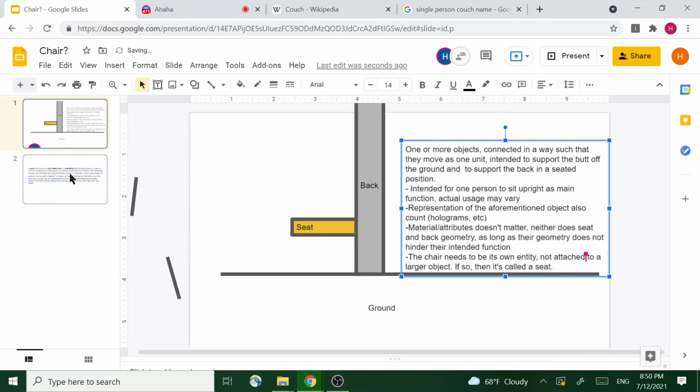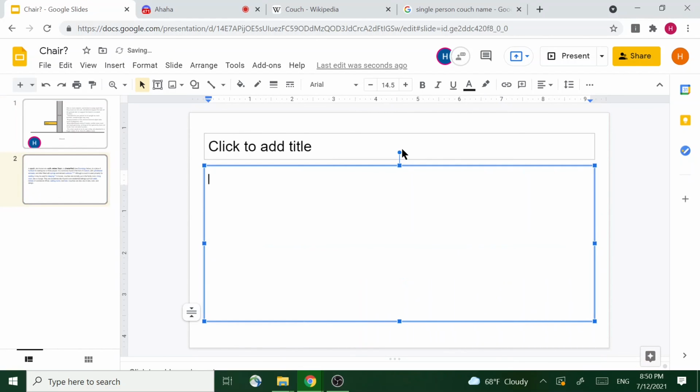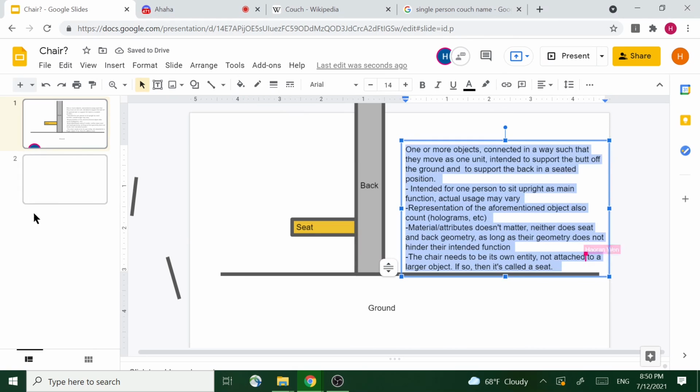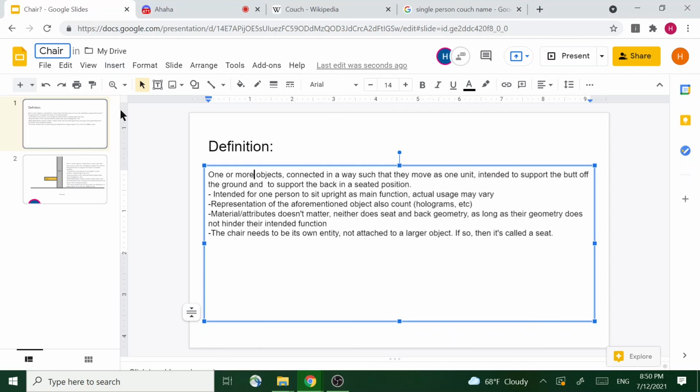We are now scientists. We have done peer reviews. We are philosophers. We have logicked out what is a chair. Definition. Alright, and we'll turn this question mark and delete it.